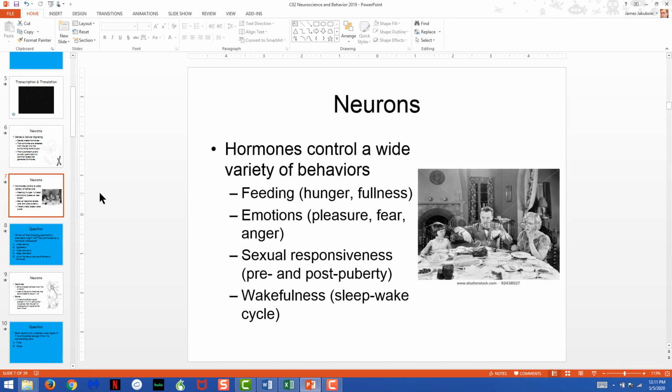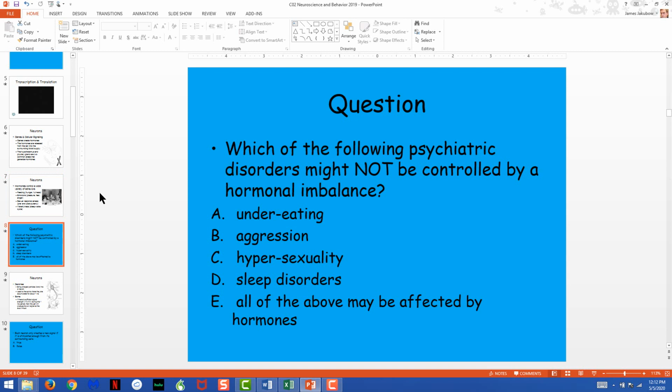And that's a very important field to evaluate because, as I've mentioned, medical processes that interfere with natural hormonal feedback systems inside your body can cause an individual to develop a psychological disorder. And that psychological disorder is really driven by a medical cause, not a psychological one. And so you have to be very careful when you're evaluating an individual so that they are treated by the proper process. Now let's ask a question. Which of the following psychiatric disorders might not be controlled by a hormonal imbalance?